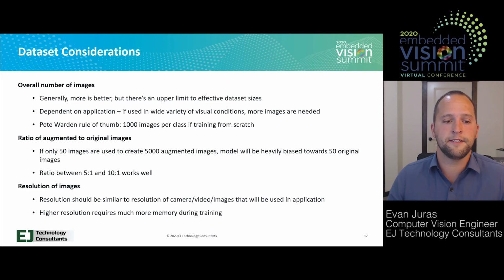Another thing you want to consider is the resolution of your images. The resolution should be similar to the resolution of the camera or the video or the images that you'll be using in your application for the detection model. Keep in mind that higher resolution images require much more memory during training, so you'll either need to buy a computer with a lot of RAM or just live with slower training.